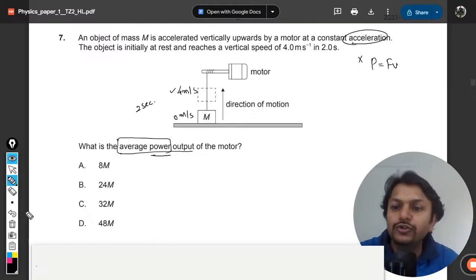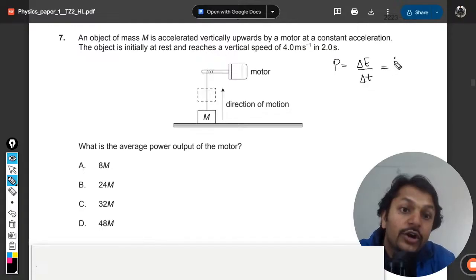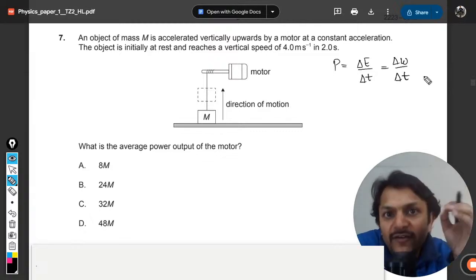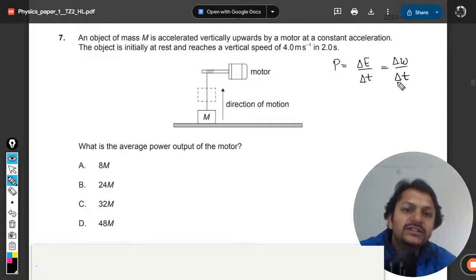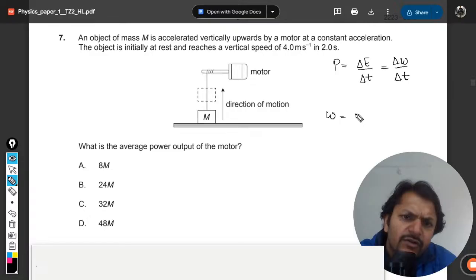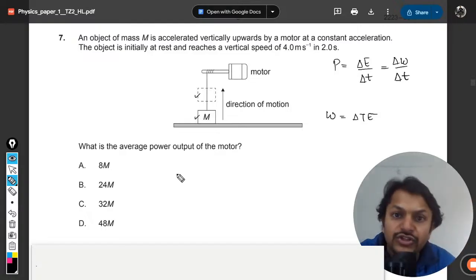But what are we going to do now? So what we do, there is another concept. The power is also defined as change in energy by change in time, or rate of doing work, isn't it? So we have to find what is the total work that is done, or what is the total change in energy. The work is equal to the change in total energy here. So the kinetic energy is also changing and the potential energy is also changing.